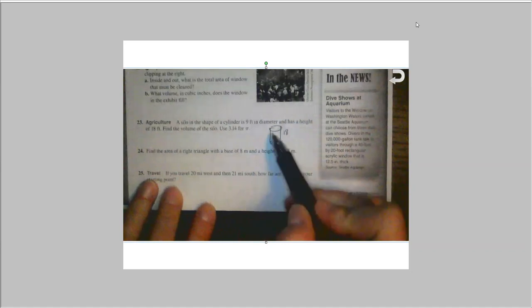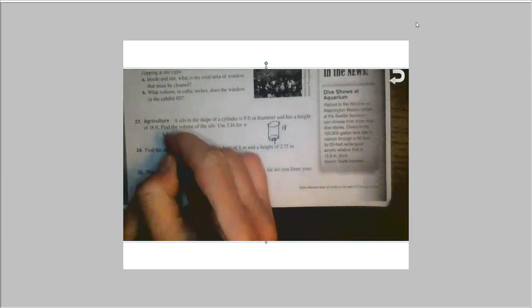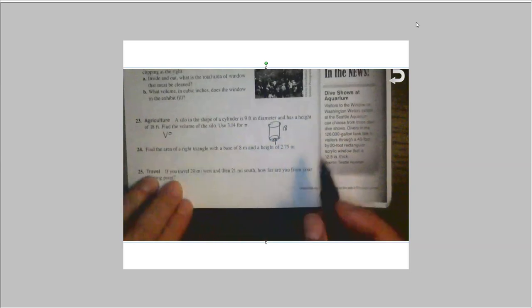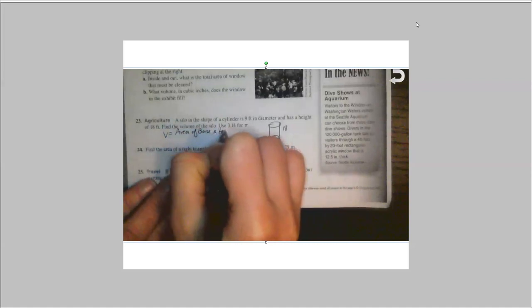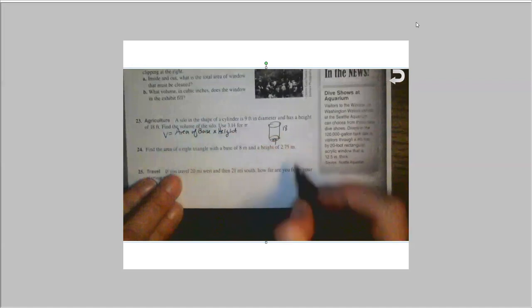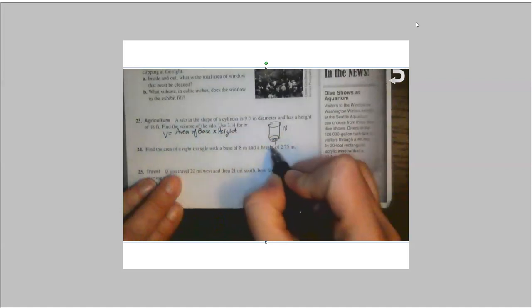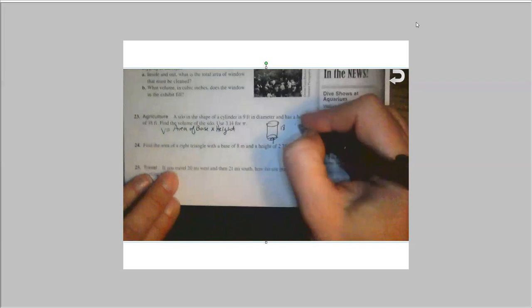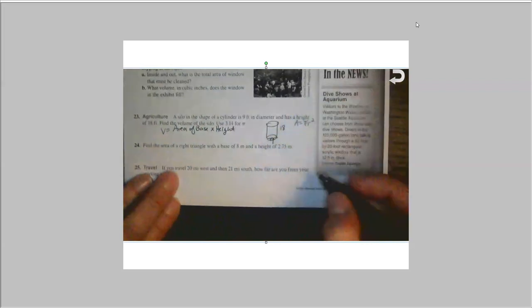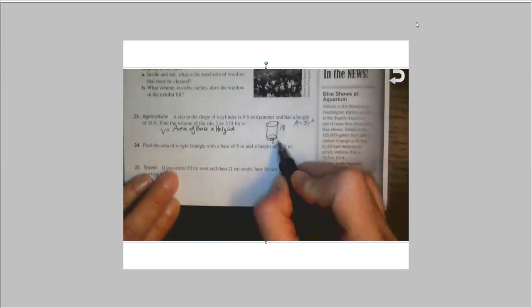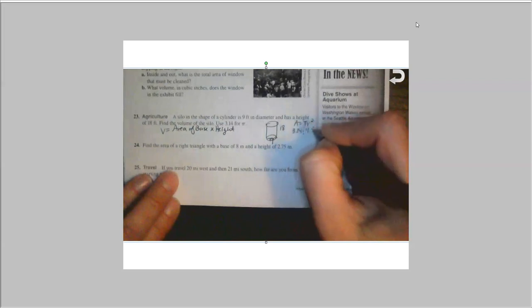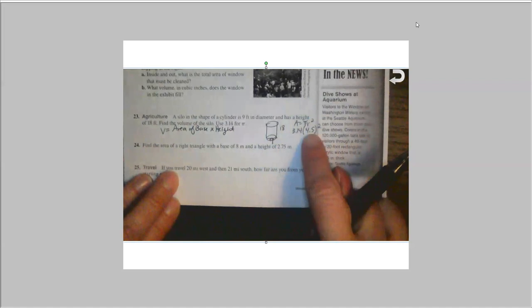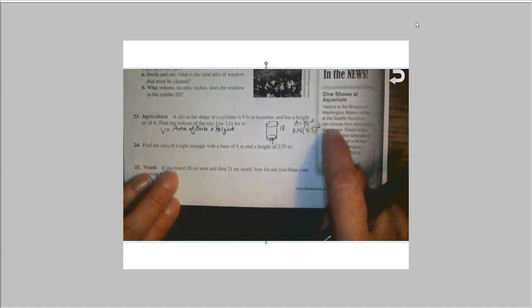All right, so in this shape, our formula for finding the volume of a cylinder is to calculate the area of the base and then multiply that times the height of that shape. Notice the base of the cylinder is a circle, and the area of a circle is pi r squared. So the diameter is 9, radius is half of that. So I've got pi, 3.14, times the radius squared. So I've got 4.5, it's the radius, half of 9, 4.5 squared times 3.14.